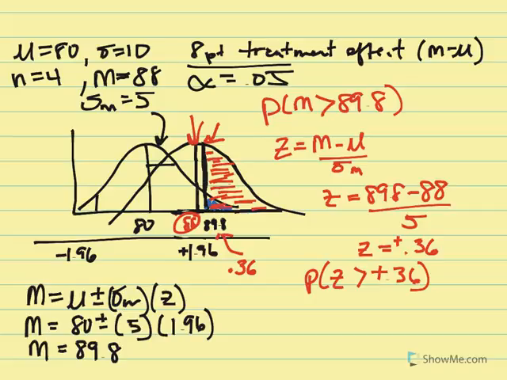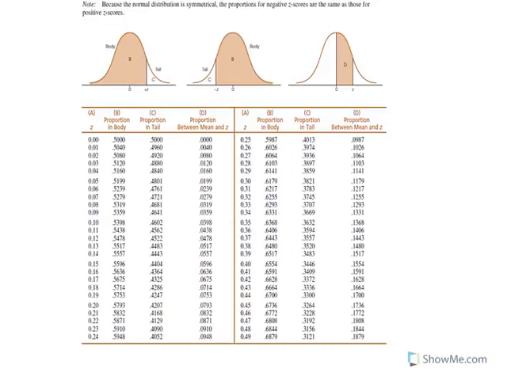Now, to answer our question, our probability statement here, and to calculate the power for this example, all we need to do is utilize our unit normal table and find the proportion in the tail for a z-score of 0.36. So here's our unit normal table, our z-score of 0.36. The area in the tail is 0.3594, or 35.94%.